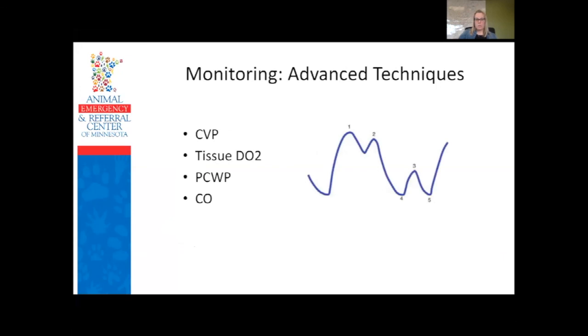And then I'll just briefly talk about these advanced techniques of fluid monitoring. Really, I'm going to mention CVP, tissue delivery of oxygen, pulmonary capillary wedge pressure, and cardiac output, simply because, again, people love to study these in the veterinary literature. The research papers are all about this. You'll never use these in clinical practice. I'll never use these in clinical practice. Maybe CVP, but that's a controversial monitoring technique as well. So know that they're out there. Know that you may see some of these more advanced techniques mentioned in the literature, but don't worry about them really for all intents and purposes.